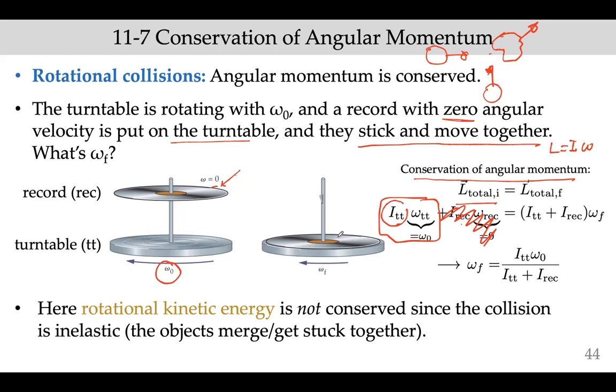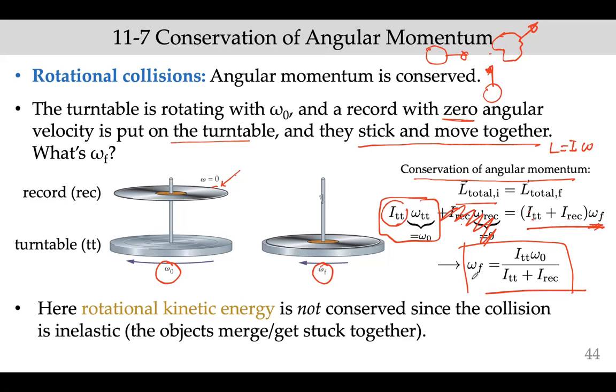Now on the right-hand side of the equation, we have the turntable and the record. They both have the same angular speed. Let's call it omega final. So the final angular momentum would be this. You can either add the moment of inertia of both and then multiply it by omega final, or you can write I turntable times omega final plus I record times omega final. It's the same thing, doesn't matter. Now, if you want to solve for omega final, this will be the answer.